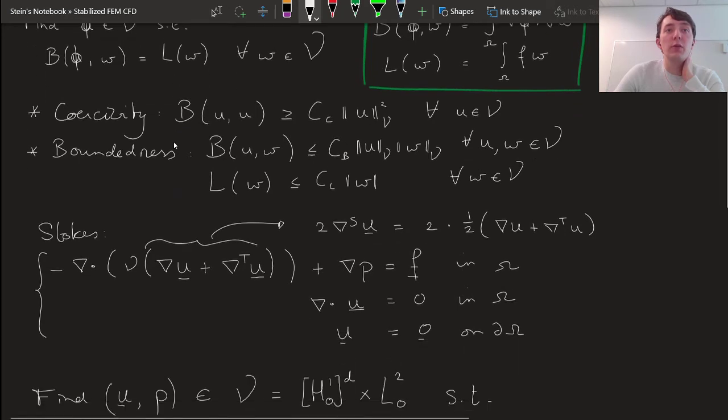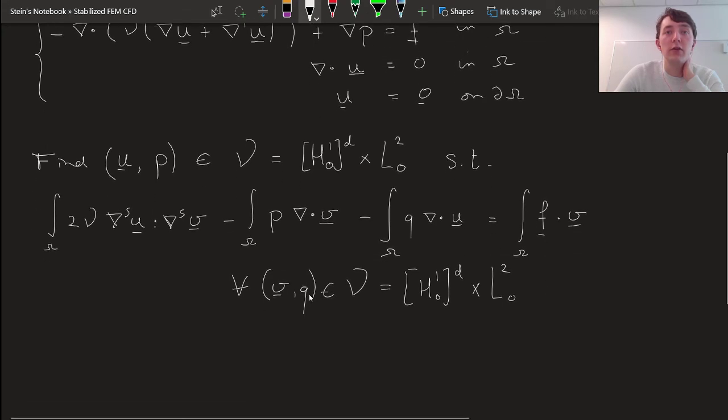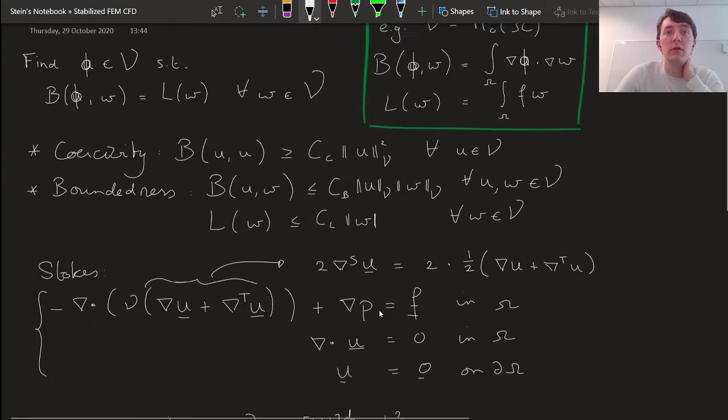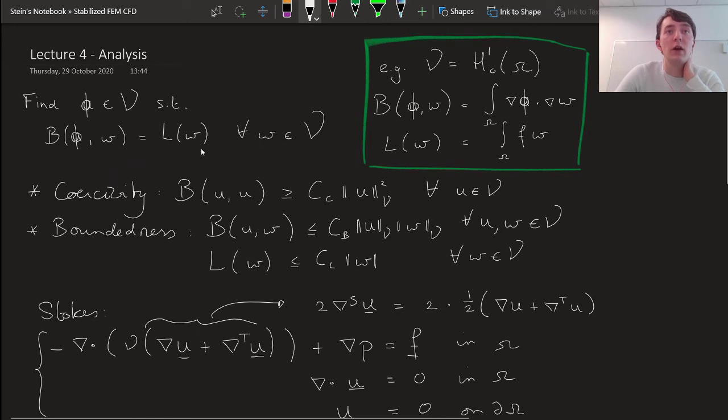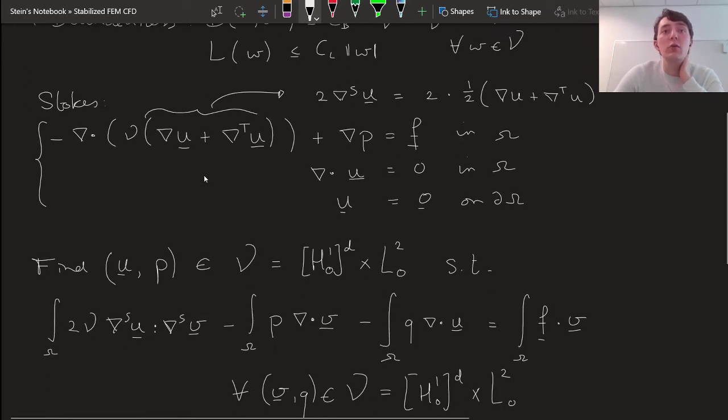It lives in some function space. Our function space is still just V, but it's composed of this vector-valued field and an L2 field, such that some bilinear form is equal to a linear form for all test functions in that same space. That's precisely what we started off with. So the Stokes equation also falls within what we've talked about in our functional analysis lecture series.